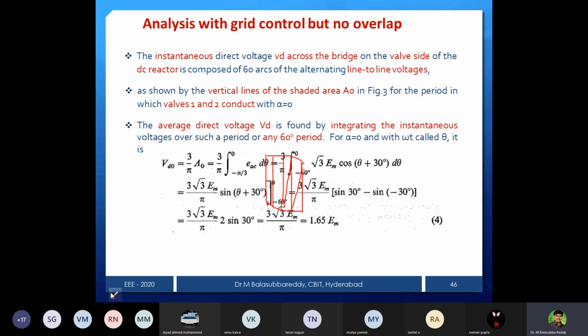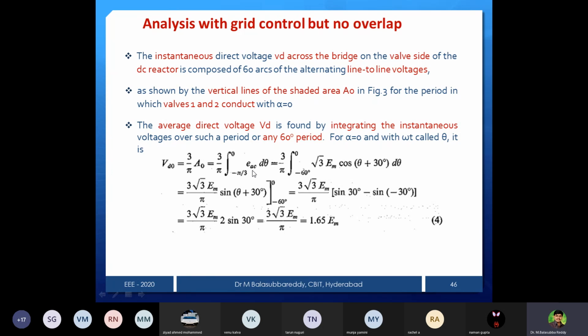Now you can simply integrate that portion, because you have to integrate from minus pi by 3 to 0, as in that diagram you can see the limits. And why is it 3 by pi? Actually it is 6 by 2 pi, which I can write as 3 by pi. So why 6? There are 6 pulses. If it is a 3 pulse converter, 3 by 2 pi; 6 pulse converter, 6 by 2 pi; 2 pulse converter, 2 by 2 pi. Like that you get 3 by pi, or you can say 6 by 2 pi, and then the output voltage during that particular instant.